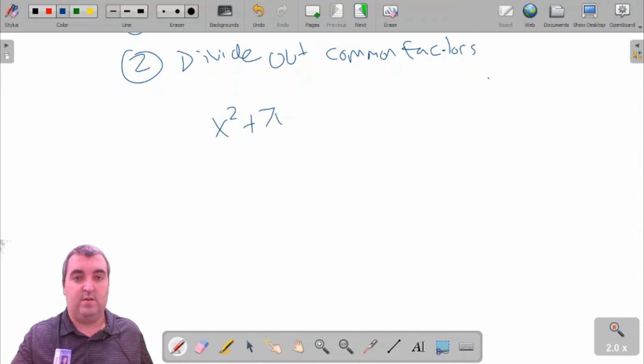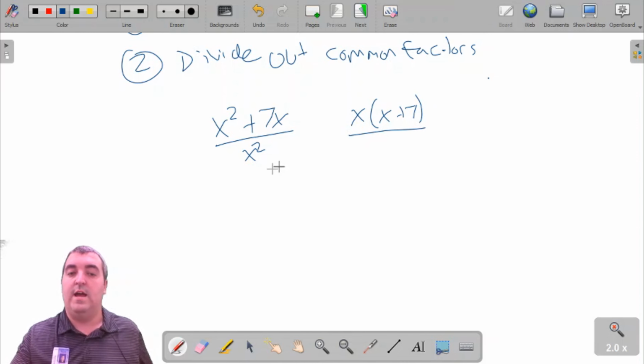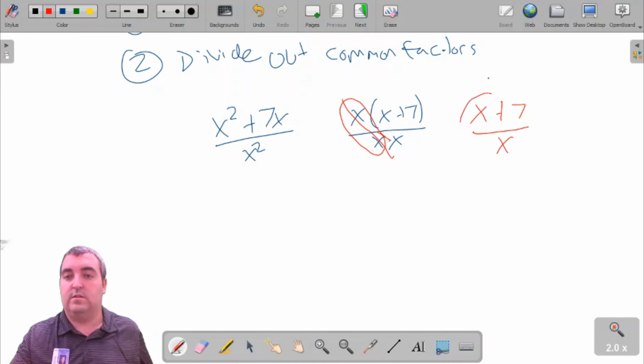So we have x squared plus 7x all over x squared. So I'm going to factor, which means I'm going to take out an x, because GCF factoring is always what you should look for. And then just for the sake of this problem, I'm also going to write x squared as x times x. Normally I wouldn't do that, but it's just to show you, hey, there's an x on top and an x on bottom, so we divide them out. When you divide x by x, it's 1, so we get x plus 7 all over x.